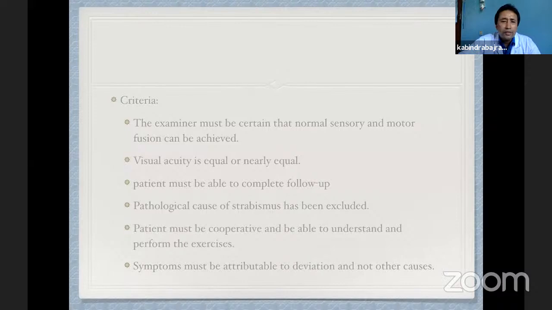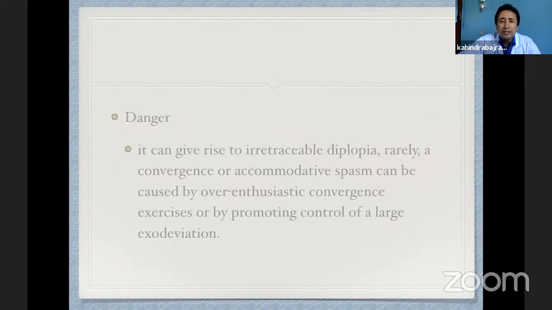The criteria for orthoptic exercises are: the examiner must be certain that normal sensory and motor fusion can be achieved. After 8, 9, 10 years, it's very difficult. Visual acuity is equal or nearly equal. The patient must be able to complete follow-up. Pathological cause should be excluded, and the patient must be cooperative and able to understand and perform the exercises. Symptoms must be attributable to the deviation and not other causes. Sometimes it can cause intractable diplopia and even accommodative spasm, if over-enthusiastic convergence exercise is done or by promoting control of a large exodeviation.